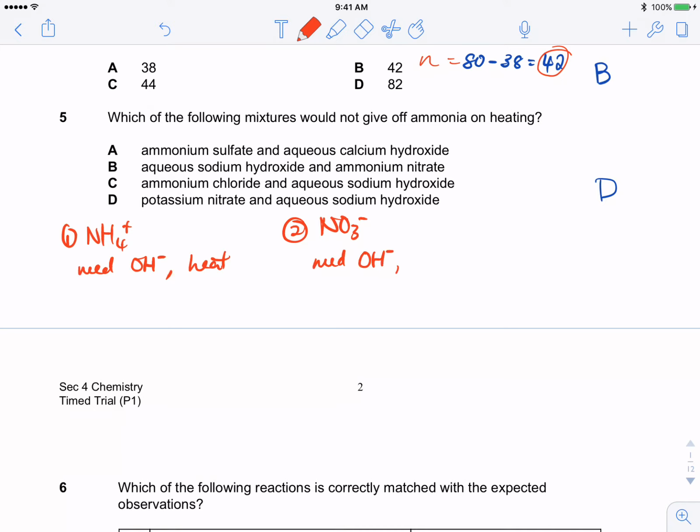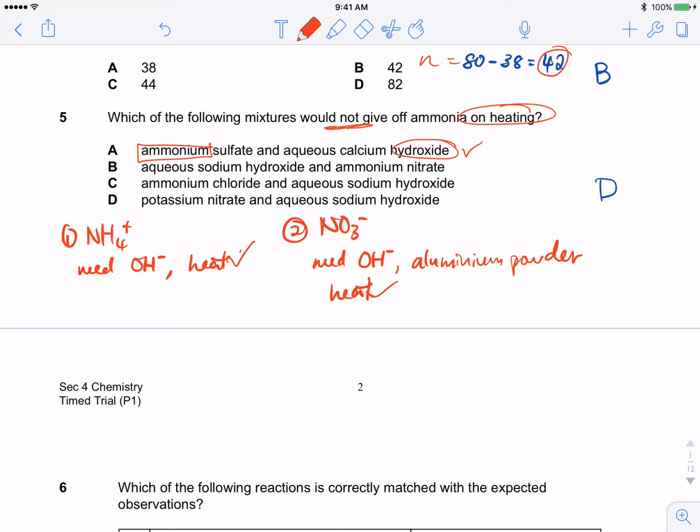We need aluminium powder. We also need to heat. So currently, which of the following mixtures would not give off ammonia on heating? Heating is there. Let's check whether the other conditions are there. First, ammonium sulfate and aqueous calcium hydroxide. Let's look at the ammonium condition. There's already heating. There is hydroxide, so it will give off ammonia.